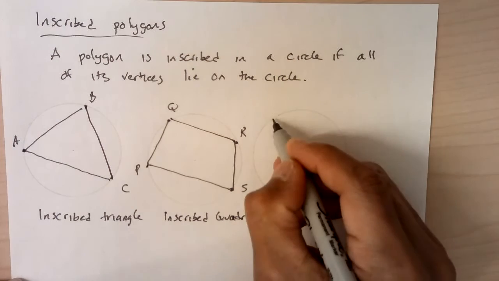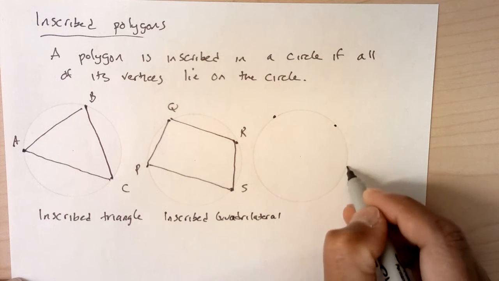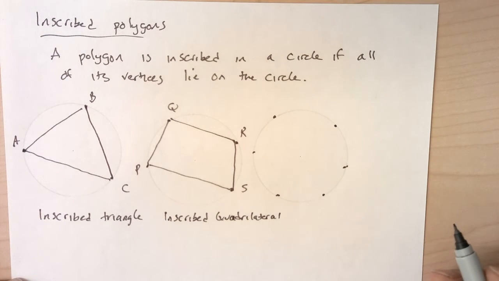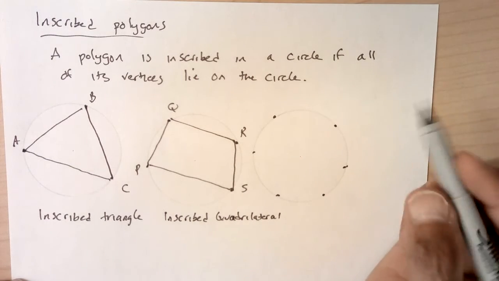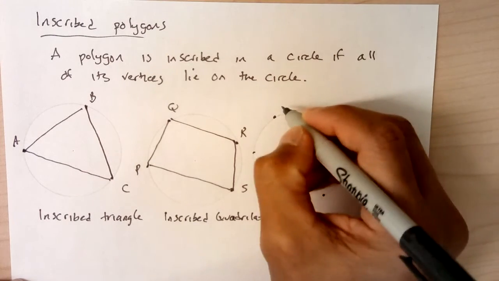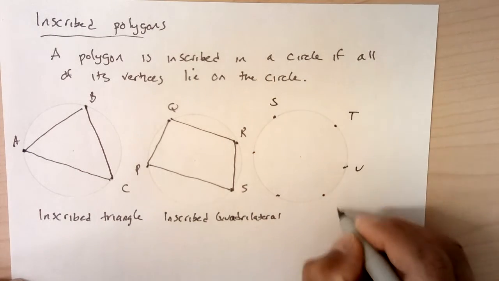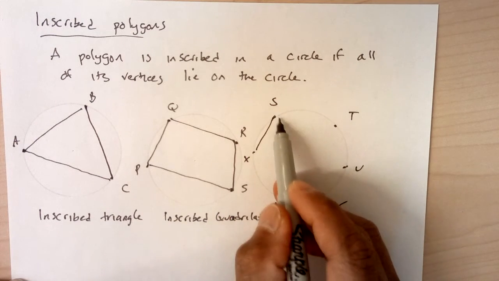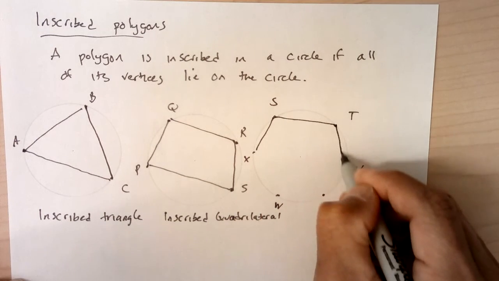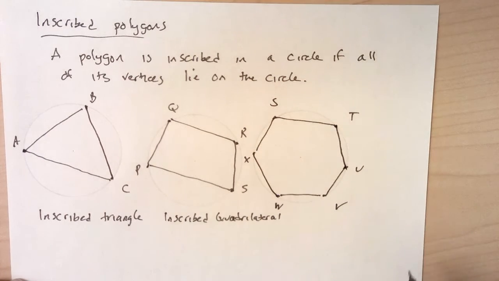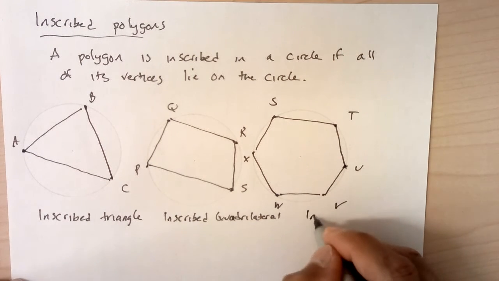Or even something like a hexagon. 1, 2, 3, 4, 5, 6. All I'm doing is placing all 6 of the vertices. Since a hexagon has 6 sides, it would have 6 vertices. And then I'll label that hexagon S, T, U, V, W, and X. All of the angles of the hexagon are inscribed angles of the circle.